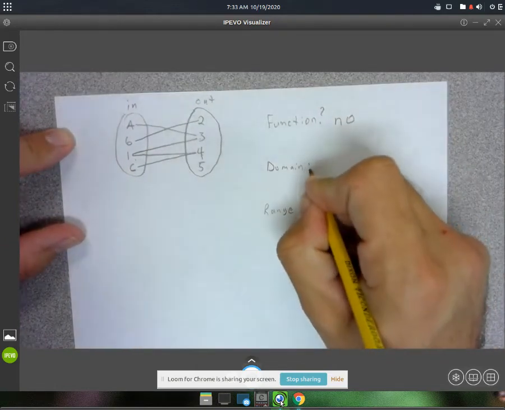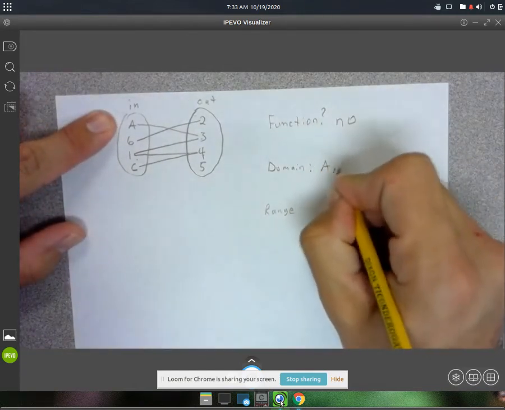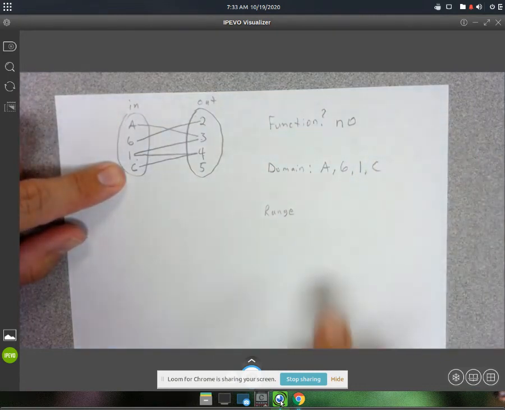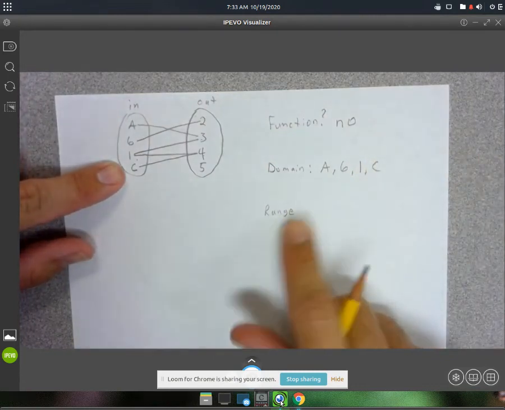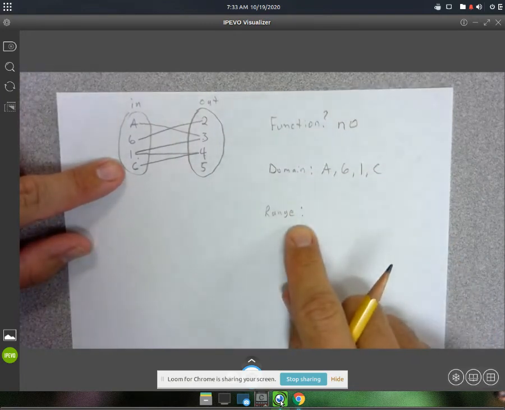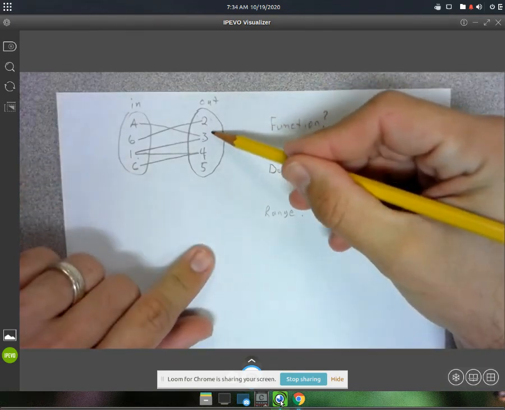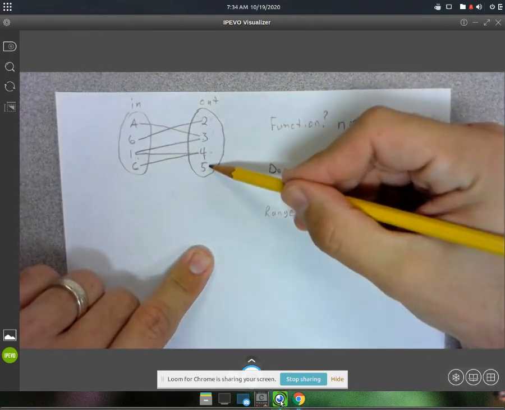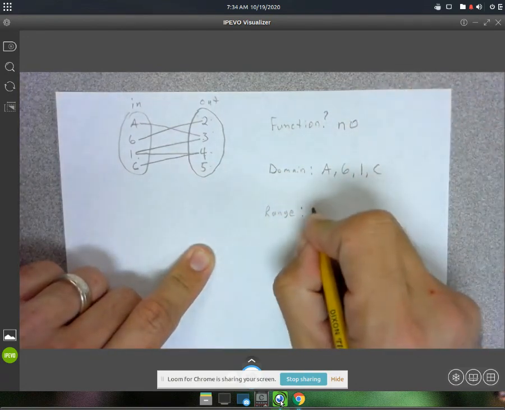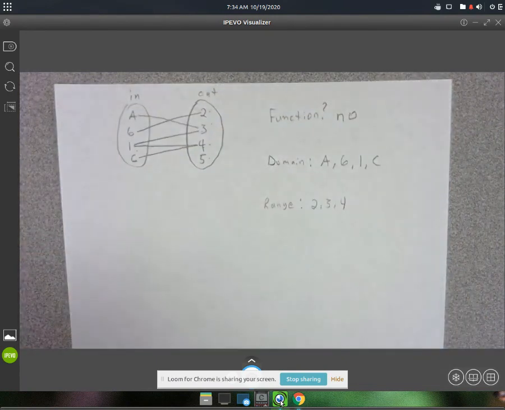Our domain are all the inputs. So we got A, 6, 1, and C. Your range are all the outputs that are actually being used. So 2, 3, and 4. There's nothing that actually goes to 5, so 5 is not in your outputs. Okay, I think that's it.